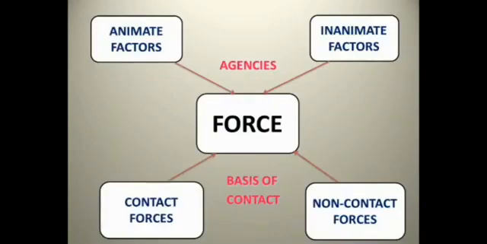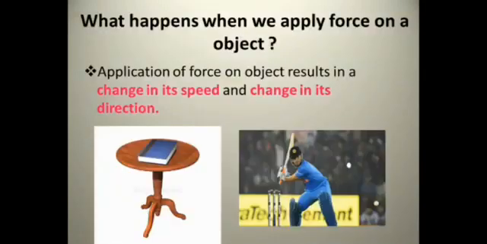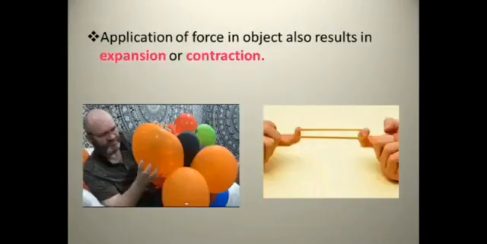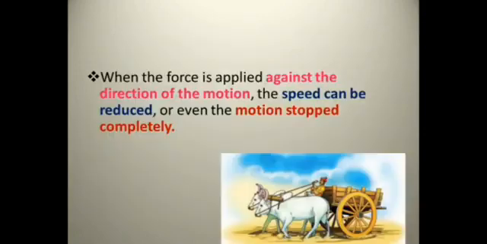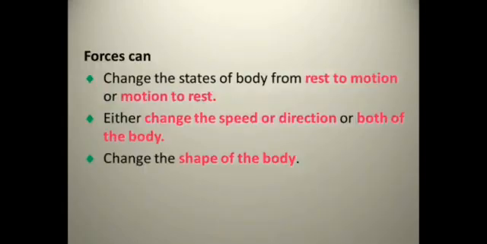And next we saw the classification of force. It is classified into animate and inanimate factors, and on the basis of contact, force is classified into contact force and non-contact force. And next we saw what happens when we apply force on an object. When a force is applied on an object, it results in a change in its speed and a change in its direction. The second one is that it results in either expansion or contraction. And the third one is when it is applied against the direction of the motion, the speed can be reduced or even the motion stops completely. So these were the three points.